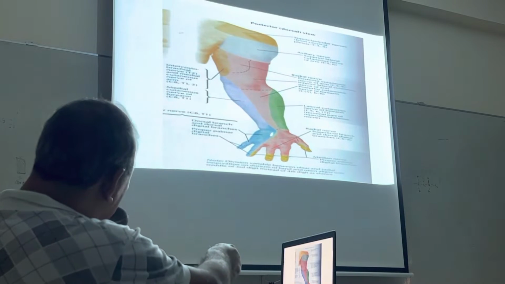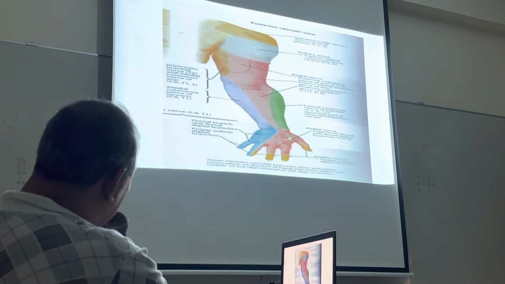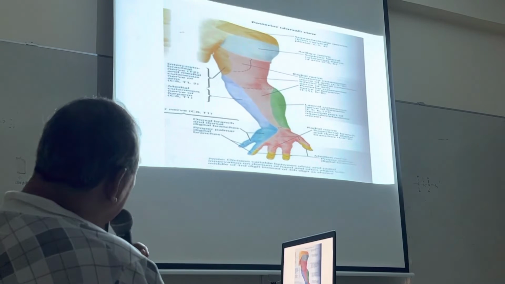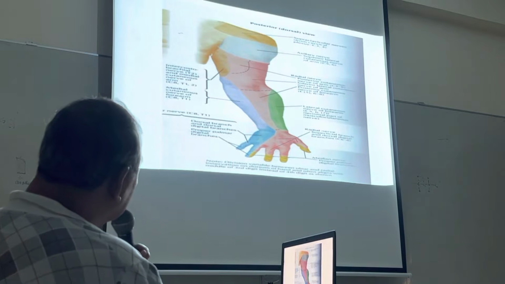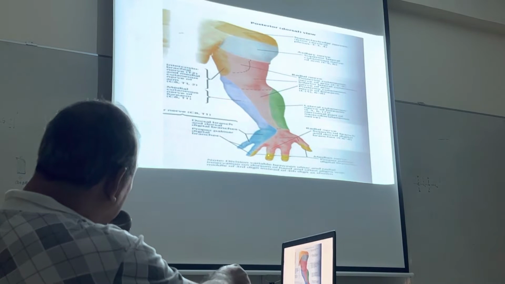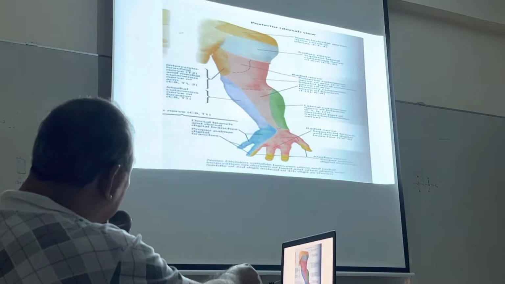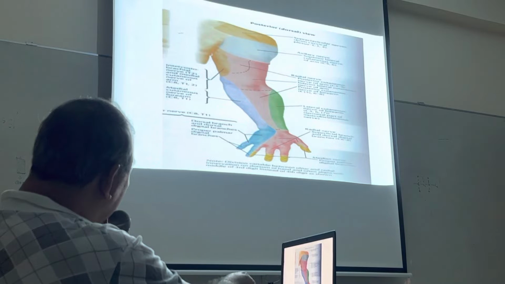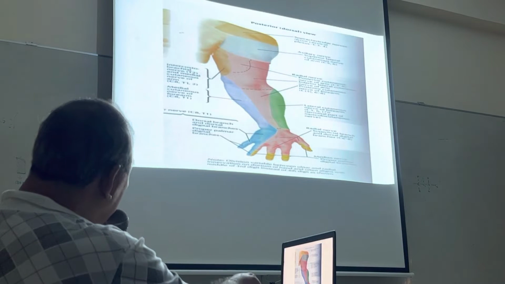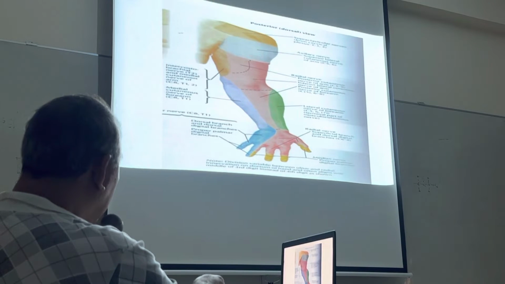But you take notice on the lateral side or the radial side, this area here is supplied primarily by the superficial branch of the radial nerve, but not the fingers or the distal end or the nail beds. You can see the nail beds are not supplied by the radial nerve, but by the median nerve. Okay.